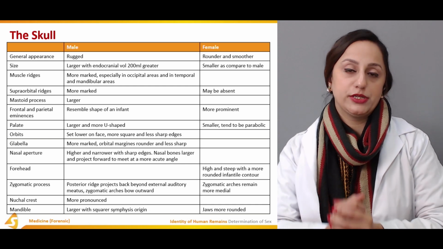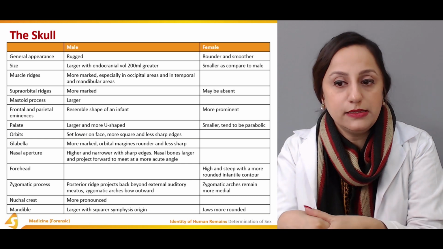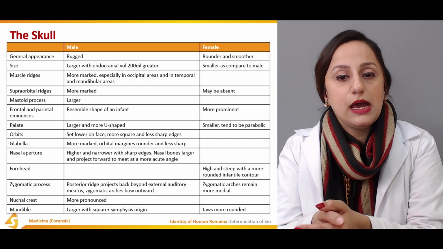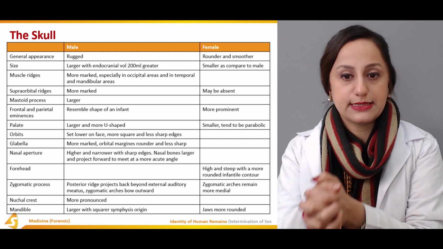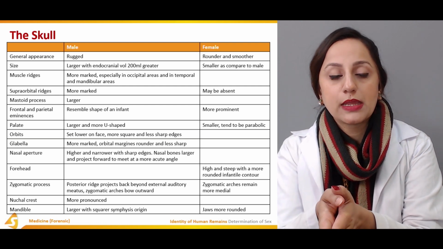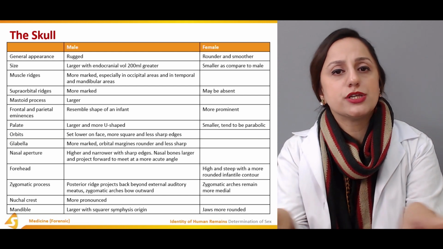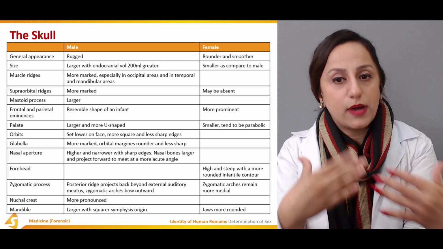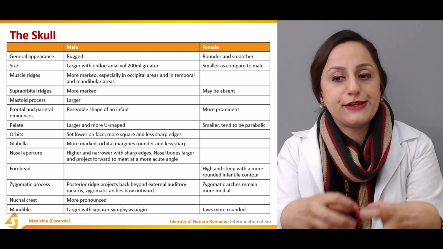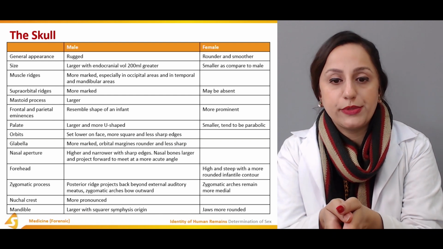Talking about the supraorbital ridges, they are more marked in males and less marked in females, or they may even be absent in females. Moving on to the mastoid process, it is larger in males and smaller in females. On the other hand, when we talk about the frontal and parietal eminences, as with all the ridges, all the prominences are more marked in males and less marked in females. So they resemble the shape of an infant in the females, and in males they are less prominent.